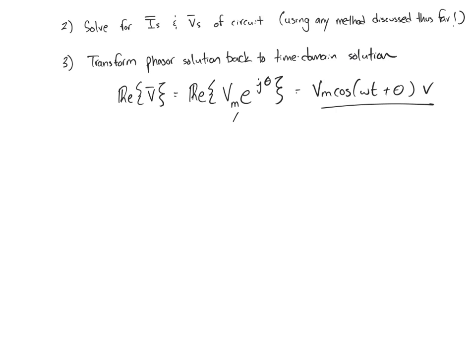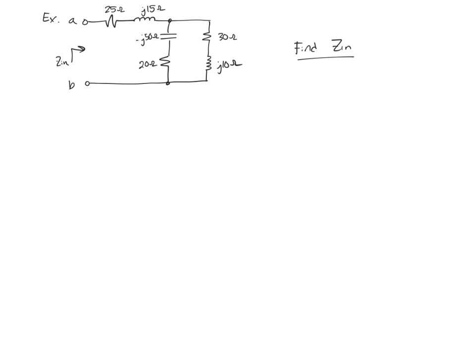And again, recalling that this is true because Vm e to the j theta is equivalent, from Euler's identity, to Vm cosine omega t plus theta plus j Vm sine omega t plus theta. So when we take the real part of that, we're just taking the cosine segment of that solution. Okay, let's do a couple examples.